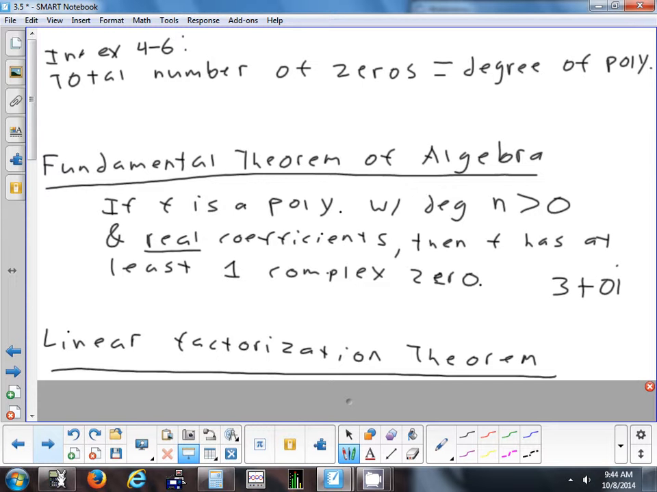Okay, but complex number is the big category that includes everything. Reals and imaginaries fall under the category of complex. So if you have a polynomial with a degree n greater than 0, you're guaranteed to have at least 1 complex 0, which includes just having a real 0 as well.